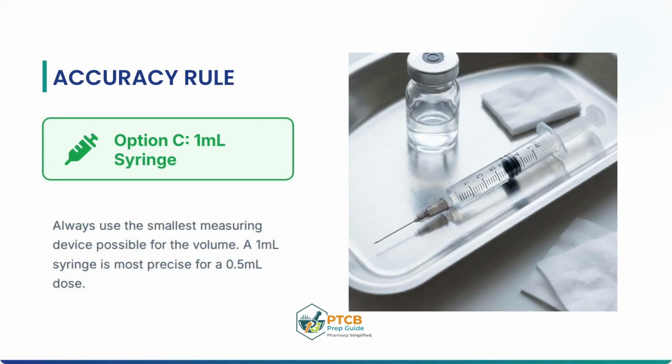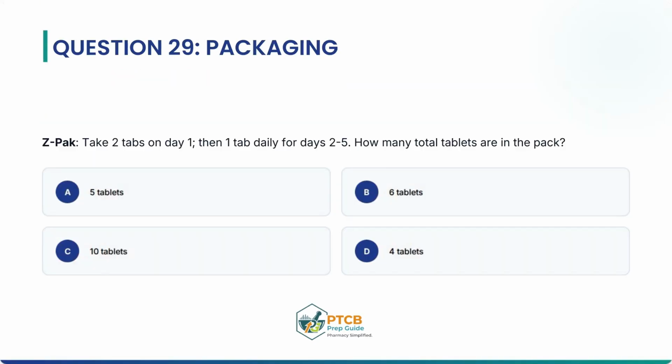The answer is option C. You always want to use the smallest measuring device possible that can hold the total volume. A 1 milliliter syringe will be much more precise for a half milliliter dose. Let's see question number 29. A Z-Pak prescription has these directions.